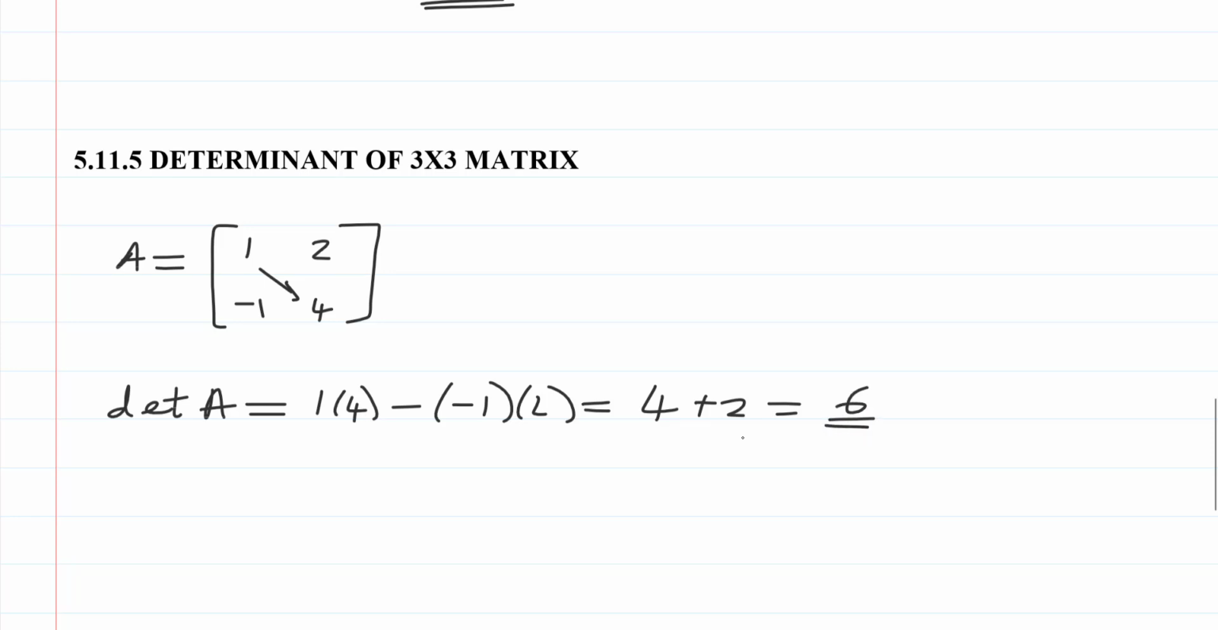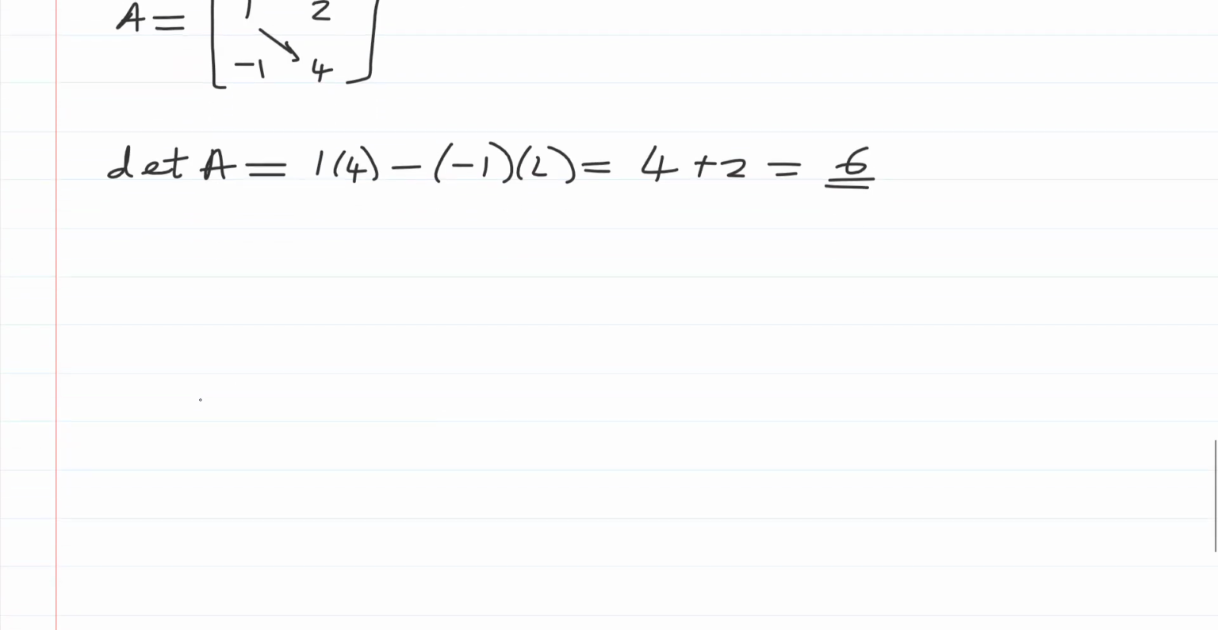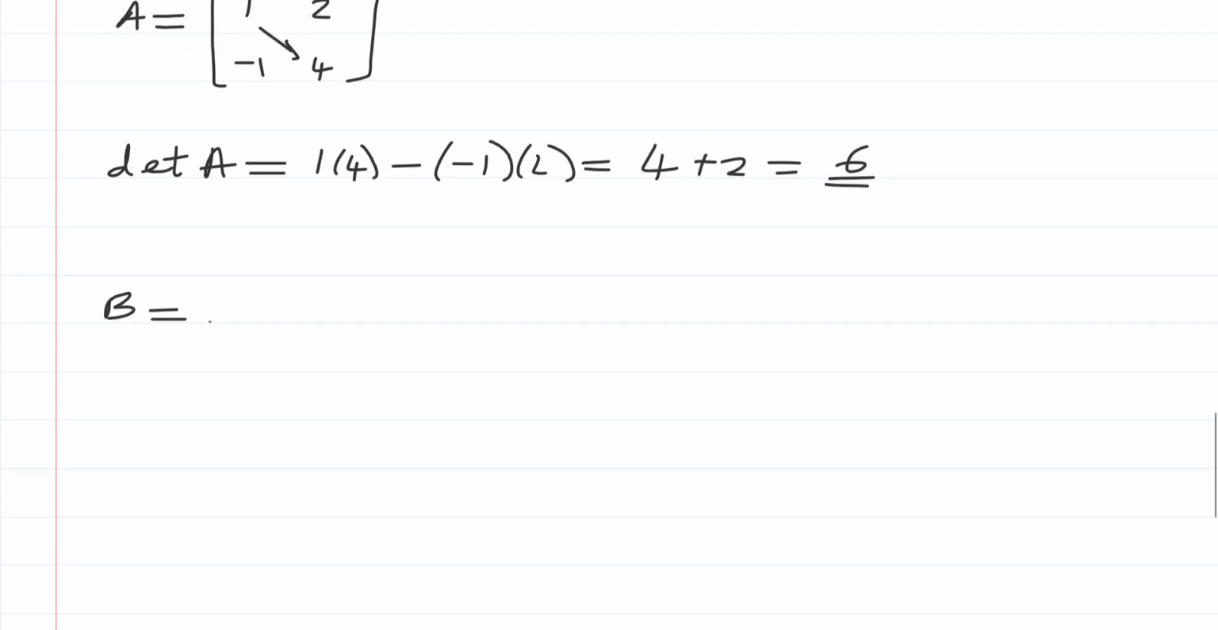6. So now the question is, what if now we have a 3 by 3 matrix? So let me get some matrix B, which is 3 by 3. So let me have 1, 2, 3, 0, 4, 5, negative 1, 2, 3. So we have the 3 by 3 matrix.